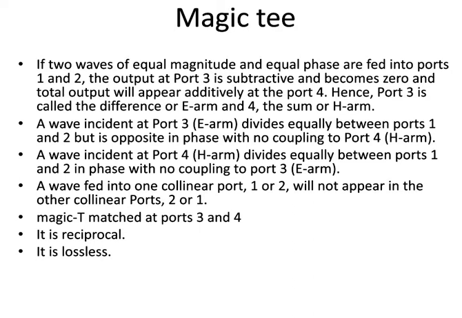If two incident waves from port 1 and port 2 get added, they come out of port 3, while two incident waves from port 1 and port 2 get subtracted and come out of port 4. Also, it is very important to note that any input from port 3 does not have any coupling with port 4. So any input from port 3 does not come out of port 4, and any input from port 4 does not come out of port 3.